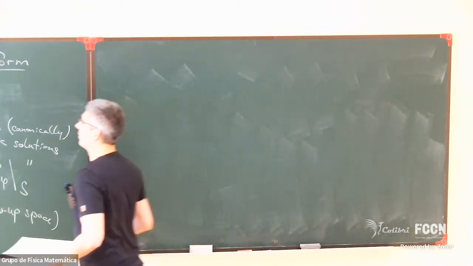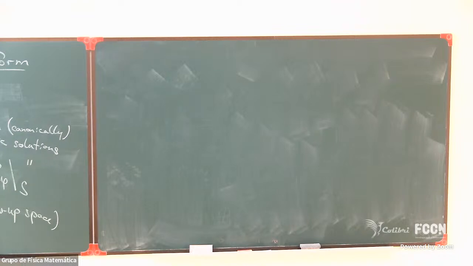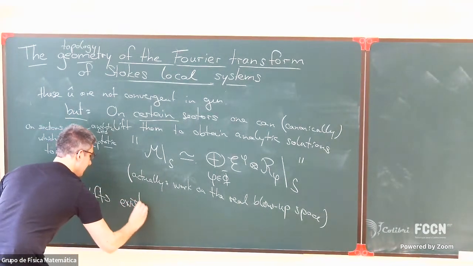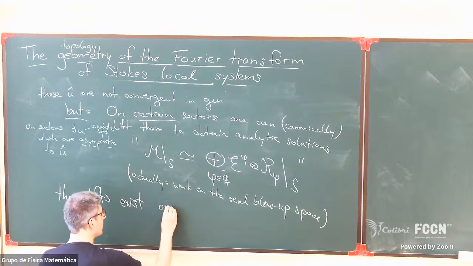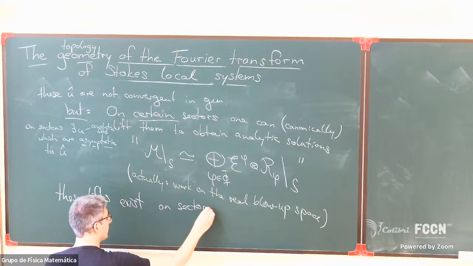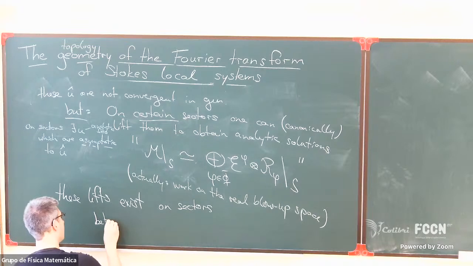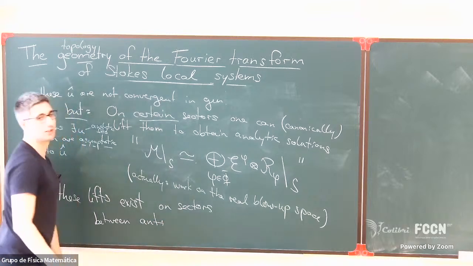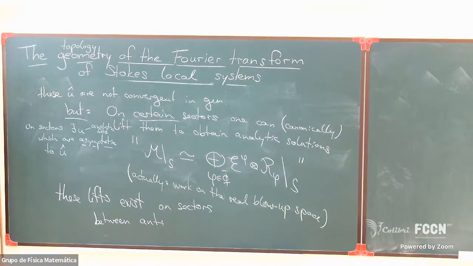I was just talking about uncertain sectors. I can make this more precise. So these lifts exist on sectors between, yesterday we saw the Stokes rays in the sort of dark thing.